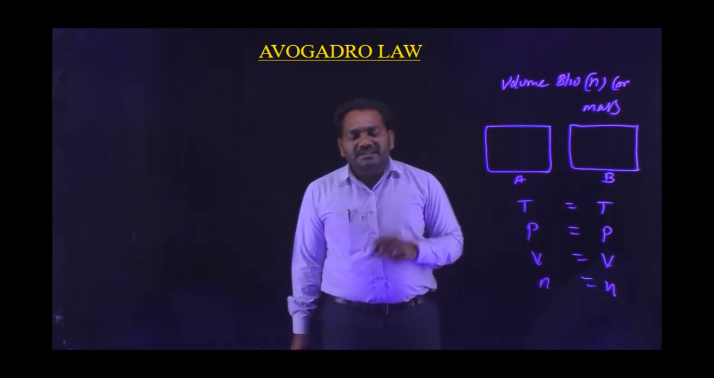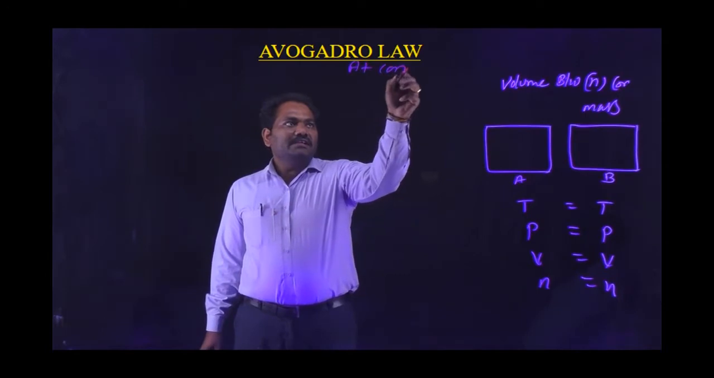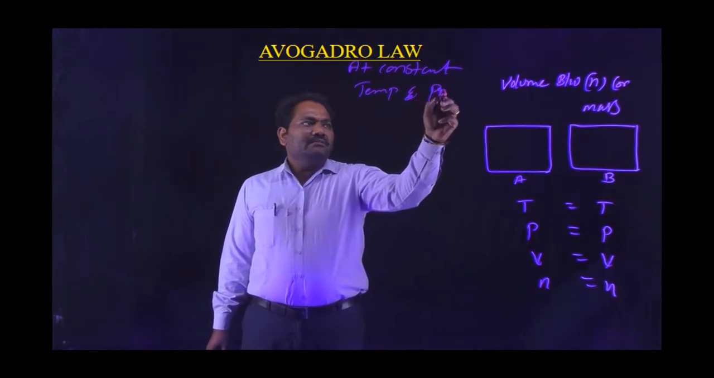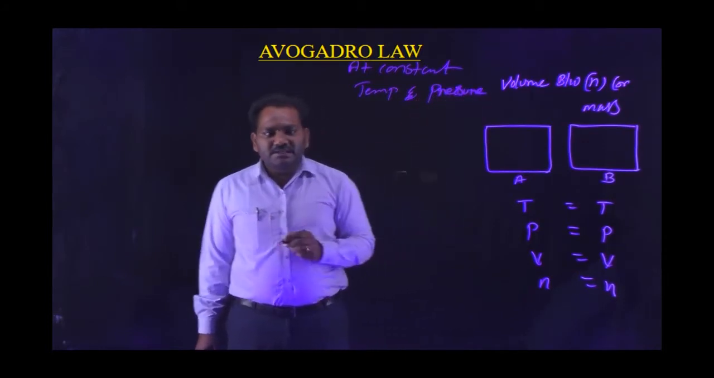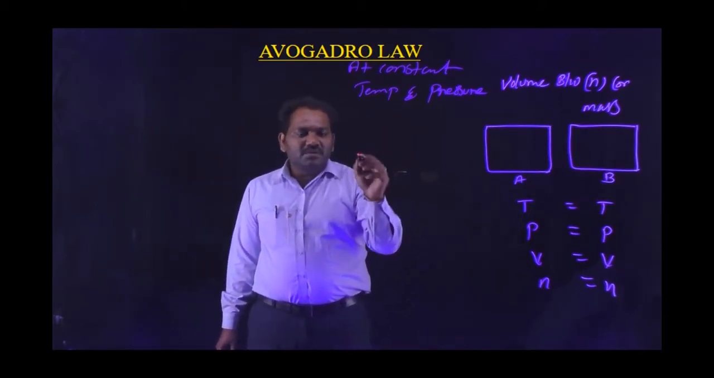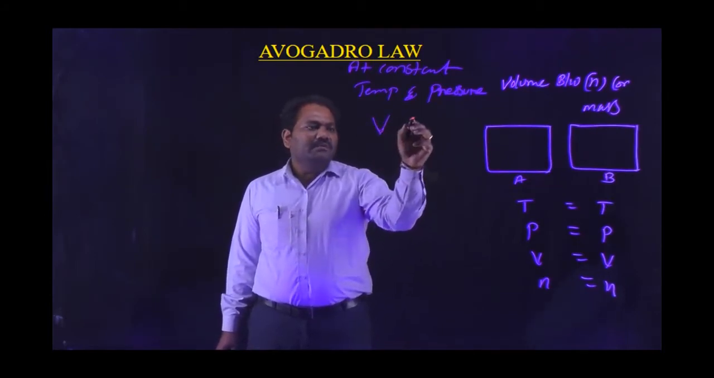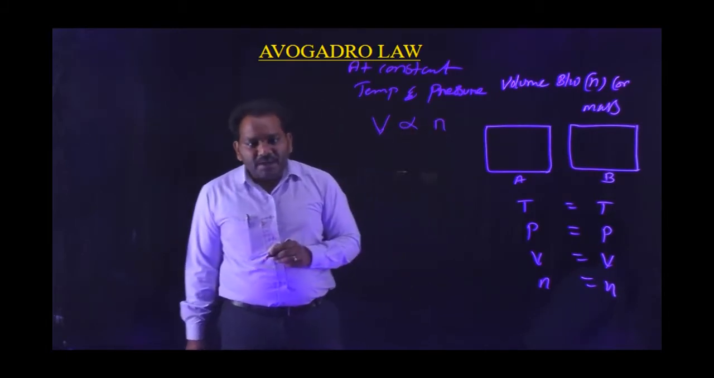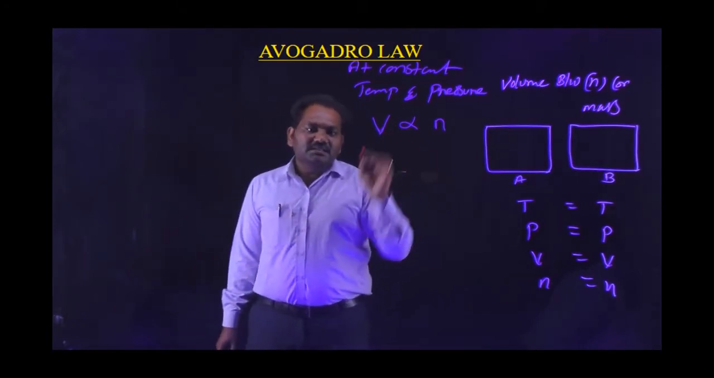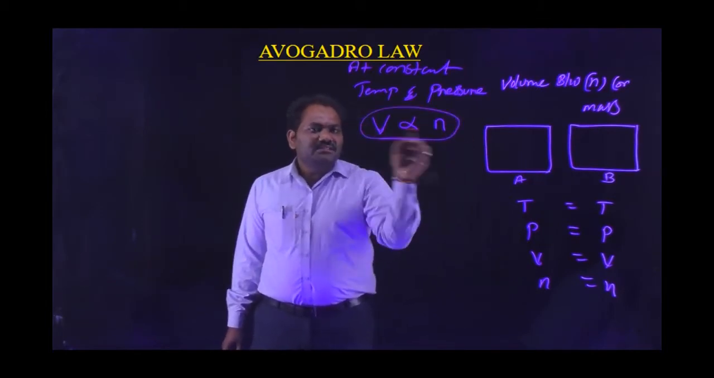It also tells us that at constant temperature and pressure, the volume of a gas V is directly proportional to the number of particles present in that gas. This is the mathematical form of Avogadro's equation.